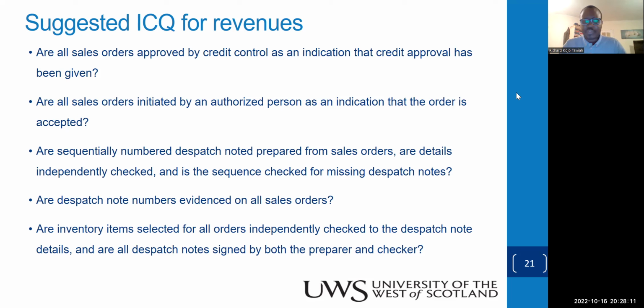Are all sales orders approved by credit control as an indication that credit approval has been given? Are all sales initiated by an authorized person? Are the dispatch notes sequentially pre-numbered? Do we check the details independently? Check for any missing dispatch notes. Do we do that? Are dispatch notes also sequentially pre-numbered? And do we have this evidence on sales orders? The inventory items selected for all orders, are they independently checked to the dispatch notes? And are all dispatch notes signed by the preparer and the checker?